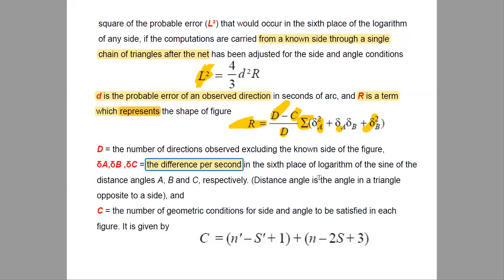Here also del A del B, and in case of L square, that is we are calculating the square of probable error, that is also measured in the sixth place of log. Okay. So now we know what is del A and del B. Basically, it is the difference per second in the sine of angles measured A, B, and C.